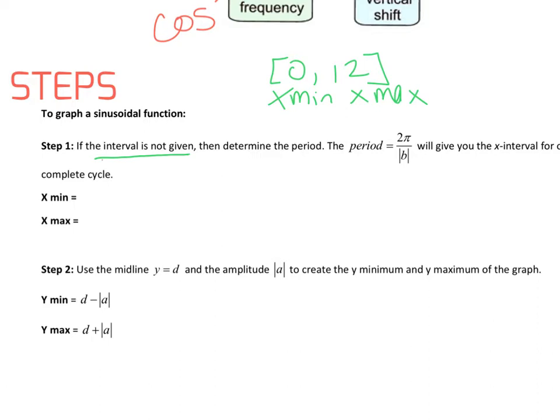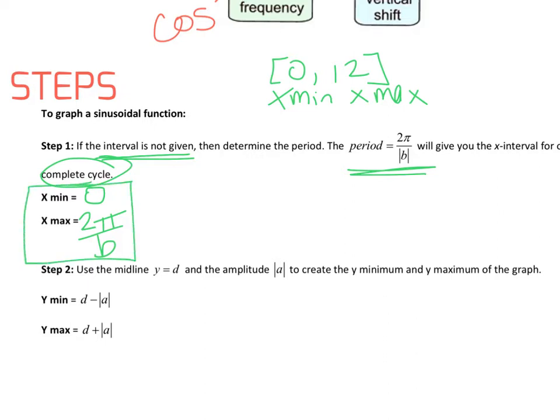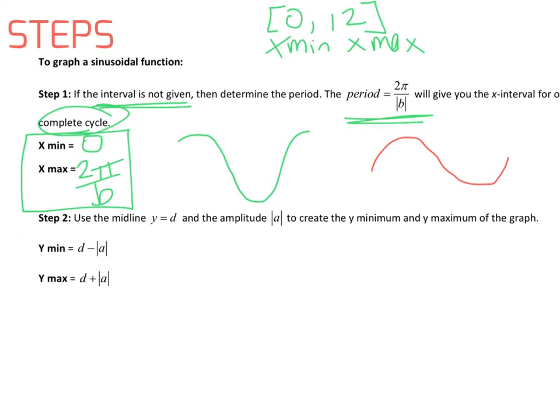So when the interval is not given, we usually make the x min 0, and we make the x max whatever 2 pi over b is, which is our period. And that's how long one complete cycle will take. So this is really important that we have the x max as our period, because we want to see one full cosine curve or one full sine curve, depending on what we're graphing. Now the maximum and the minimum for the y min and y max all depends on height.